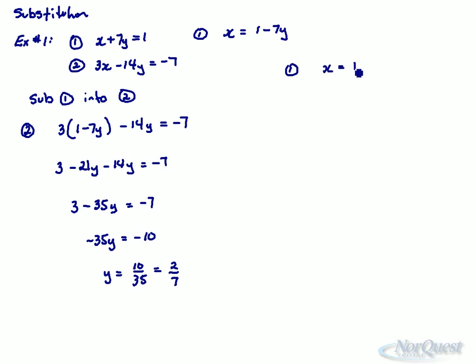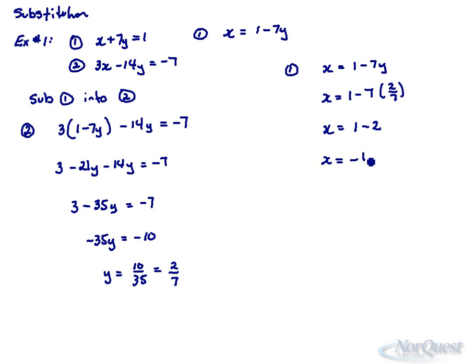X is 1 minus 7y. So if you know what y is, you should be able to find x. So x will be equal to 1 minus 7 times 2 over 7. Again, we're working with fractions. So 7 times 2 is 14, divided by 7 is 2. 1 minus 2, x equals negative 1.